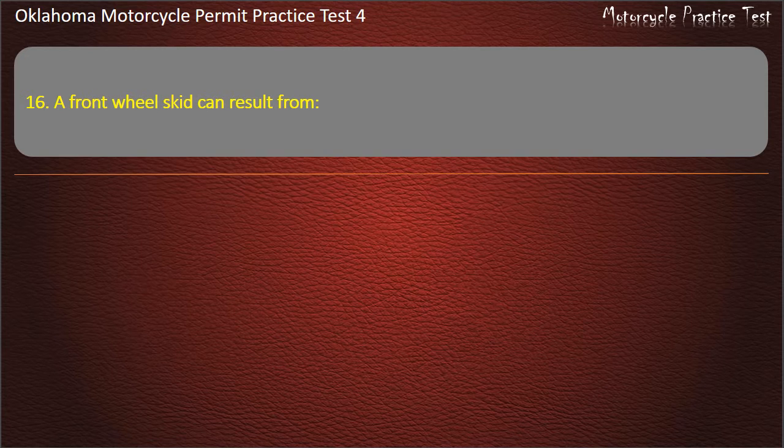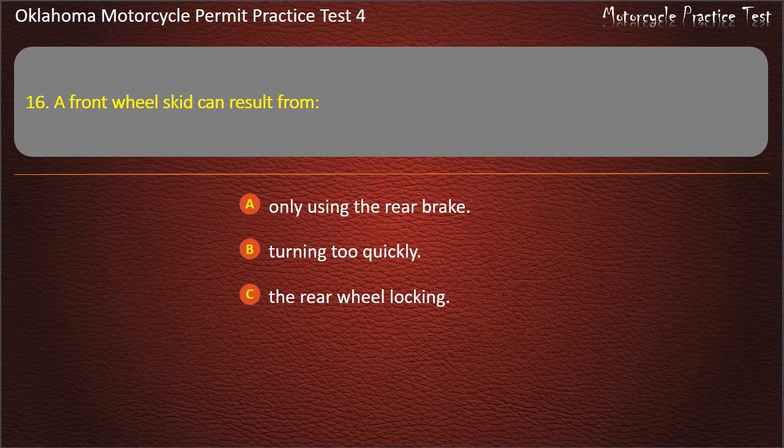Question 16. A front wheel skid can result from only using the rear brake, turning too quickly, the rear wheel locking, the front wheel locking. Answer. The front wheel locking.